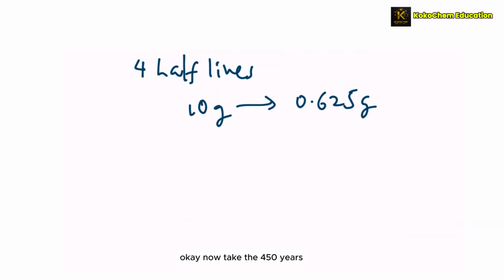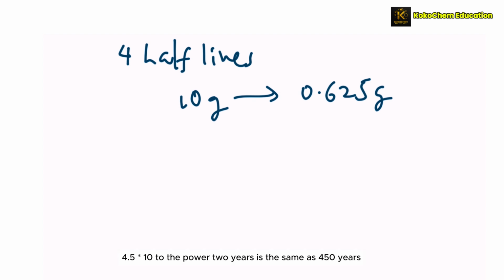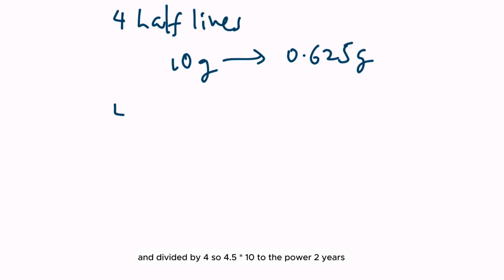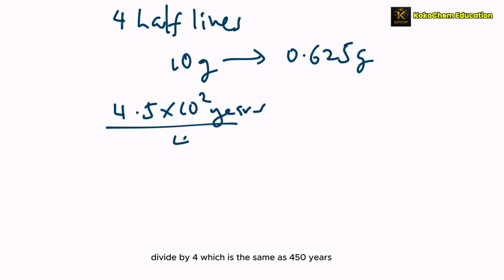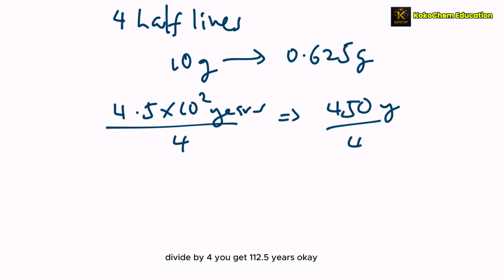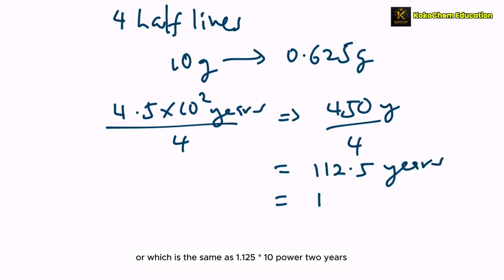Okay, now take the 450 years. 4.5 × 10² years is the same as 450 years, and divide by 4. So 4.5 × 10² years divided by 4, which is the same as 450 years divided by 4, you get 112.5 years, okay, which is the same as 1.125 × 10² years.